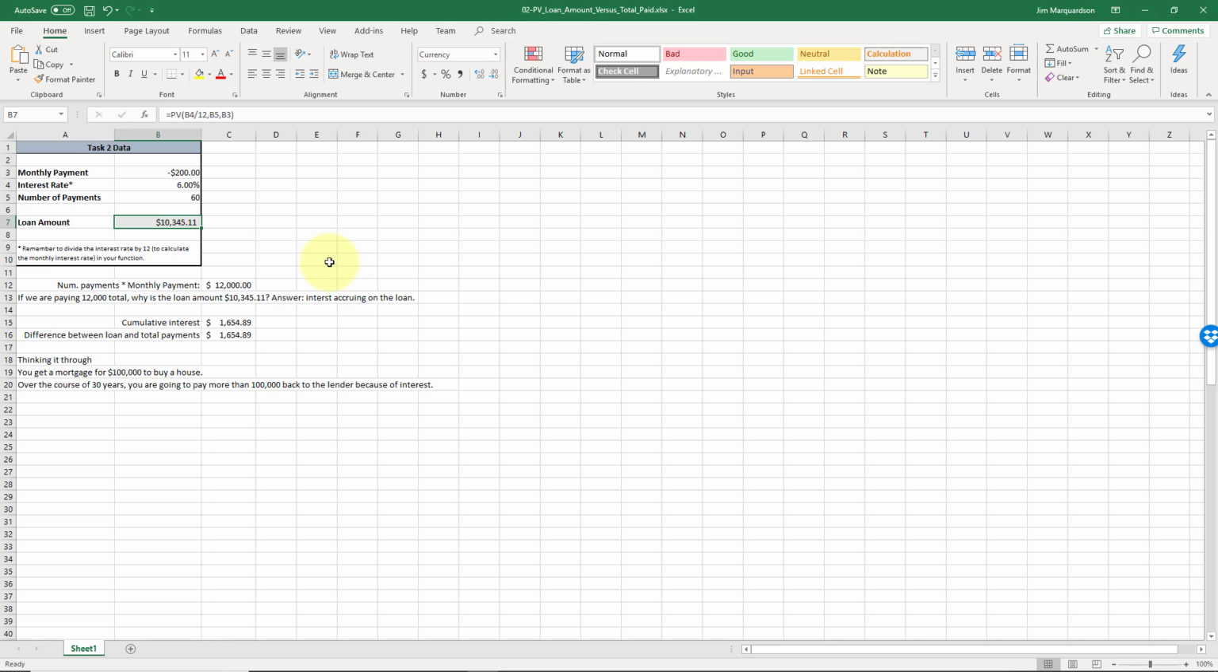It's kind of weird to be given a monthly payment to determine the loan amount, but there we are. Now, intuitively, if you multiply the $200 a month times 60 months, that gives you $12,000. So why is there a difference between our total payments and a loan amount of $10,345.11? Well, the difference between those two numbers is the interest that we're paying over the life of the loan.